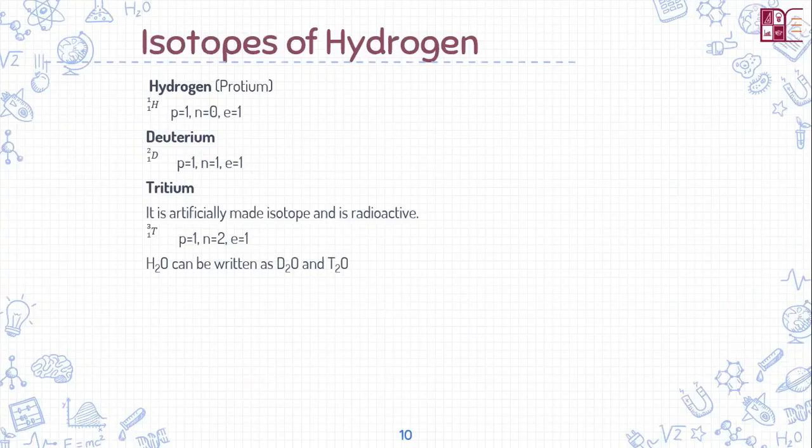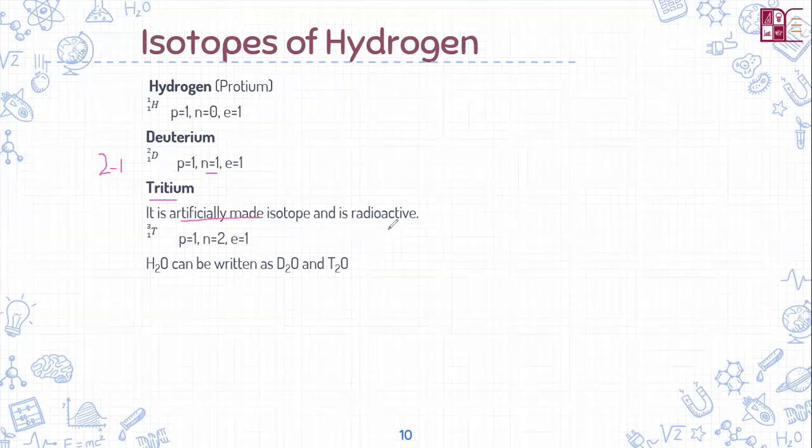These are the isotopes of hydrogen. Hydrogen has three isotopes: protium, deuterium, and tritium. The first one, H-1, has no neutrons. It has one proton, one electron. Deuterium has one neutron, one proton, and one electron. How did we calculate the neutron number? 2 minus 1, A minus Z. See? And tritium is an artificially made isotope, and it is radioactive.